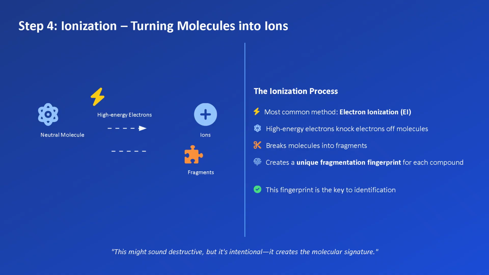Inside the mass spectrometer, molecules enter the ion source. The most common method is electron ionization, or EI. High-energy electrons strike the molecules, knocking out electrons and breaking them into fragments. This may sound destructive, but it's intentional. Each compound fragments in a predictable and unique way, creating a molecular fingerprint. That fingerprint is the foundation of compound identification in GC-MS.